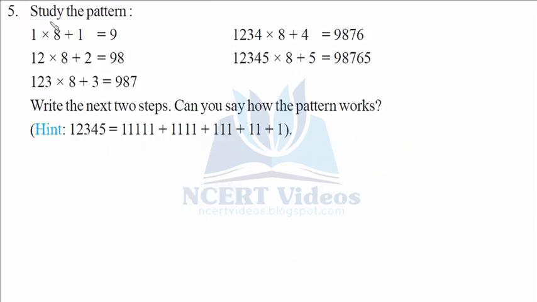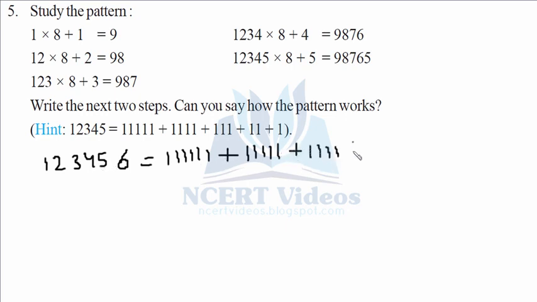Fifth, study the pattern. We have to study the pattern and then write the next two steps. Can you say how the pattern works? Well, you are given a hint. 1 into 8 plus 1 is 9. Then it is 12 into 8 plus 2, 98. Likewise, he's appending the next bigger number. What he's doing in the hint part is writing the numbers with ones. So the pattern is 1 2 3 4 5 6. Now we will add 6, which is 6 ones plus 5 ones, and by reversing the pattern, 4 ones, 3 ones, 2 ones, and finally 1.